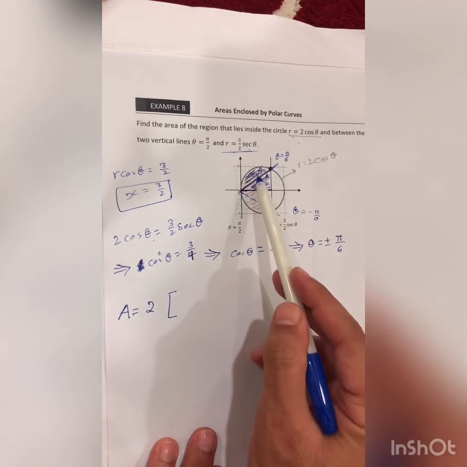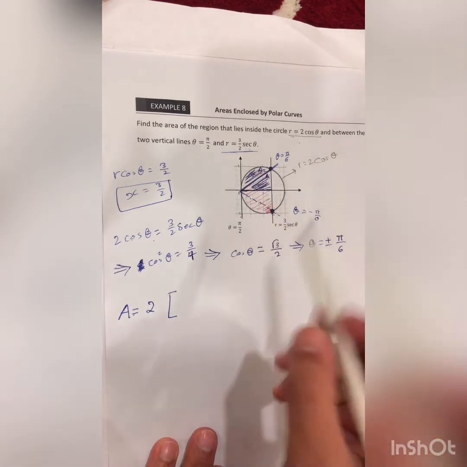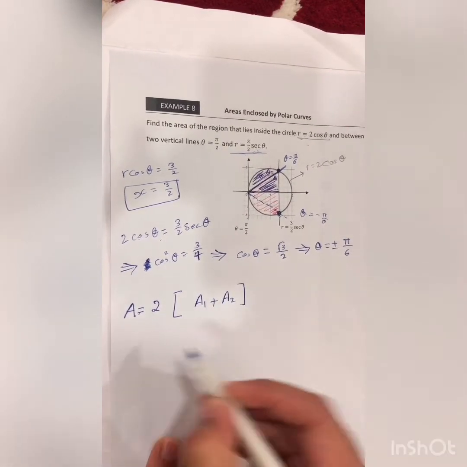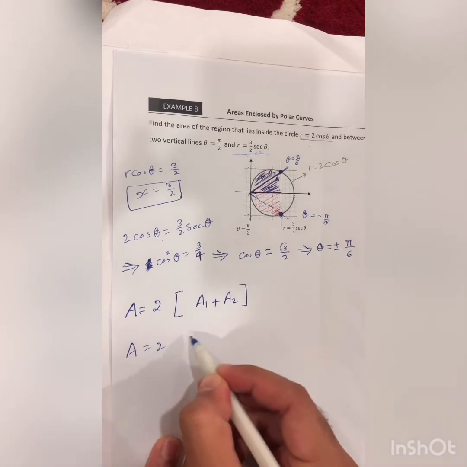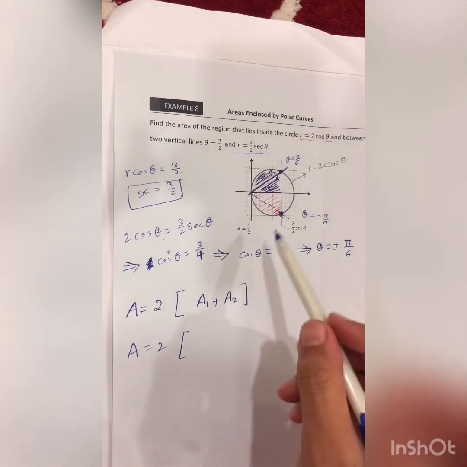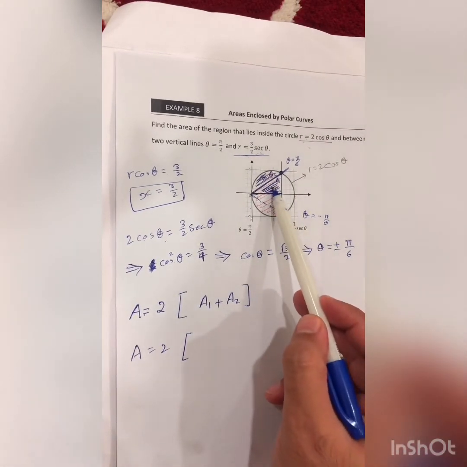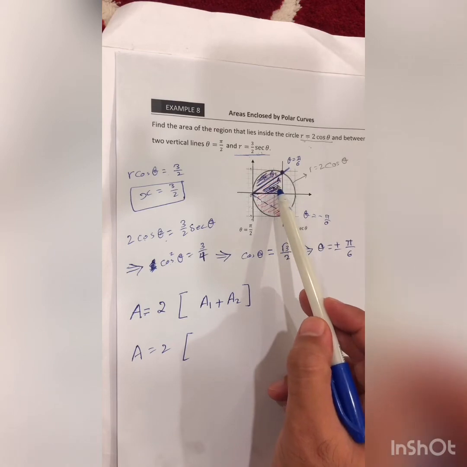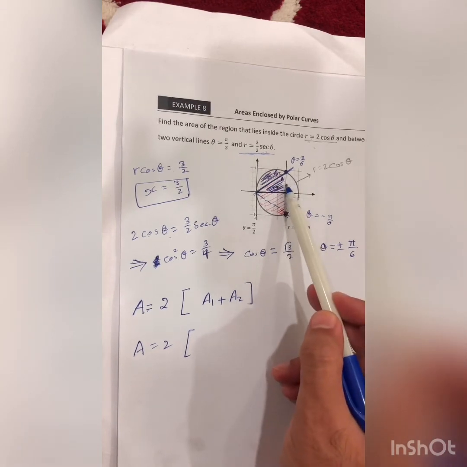Now what is the area above the x-axis? The area above the x-axis is A1 plus A2. So A equals... Now what is A1? What is the shaded area? Note that this shaded area is the area under which curve? It is the area under the vertical line.